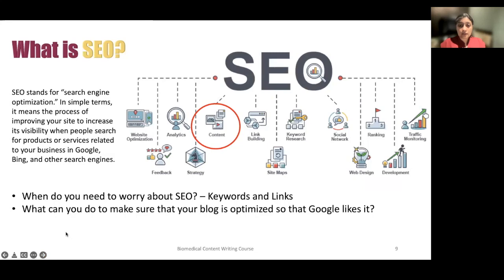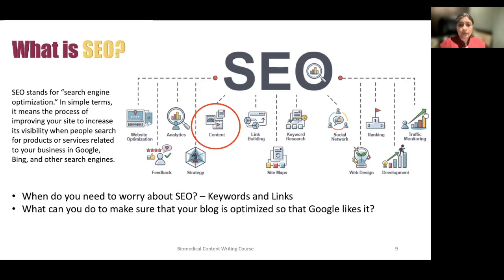Which brings us to the next section. What is SEO? SEO is a term you may have heard over the last few years. It's become very popular, especially as everything has shifted online now. A lot of our information, the way we learn, the way we study is all online. SEO stands for search engine optimization. In simple terms, it means the process of improving your website to increase its visibility when people search for products or services related to your business in Google, Bing, or other search engines.